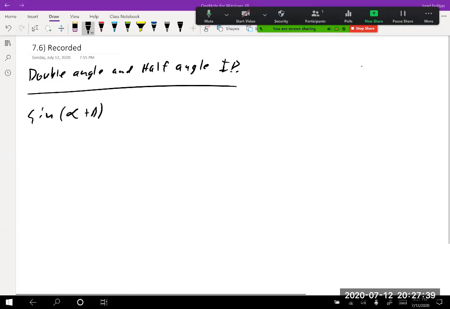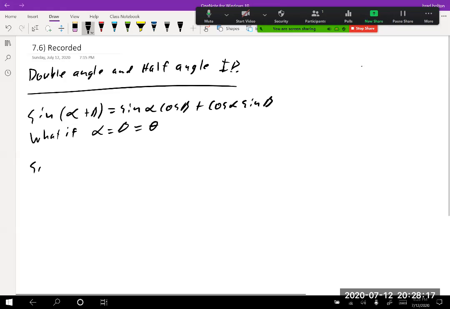As I did in the previous video, we said, hey, we have sine of alpha plus beta, and we know that this is equal to the sine of alpha cosine of beta plus the cosine of alpha sine of beta. But what if alpha equaled beta, and let's say they both equal theta? So what if alpha and beta were the same value, like 30 and 30, or 40 and 40, or 100 and 100, or something like that, right?